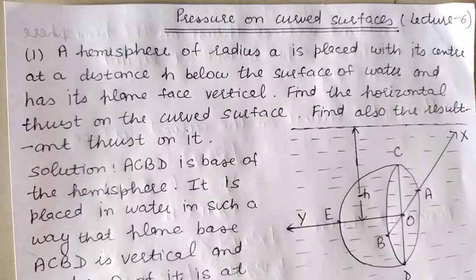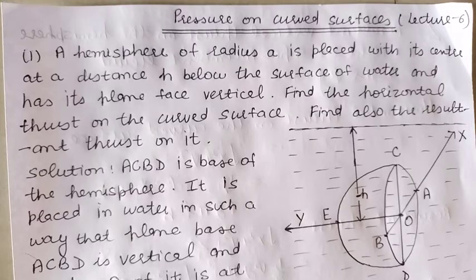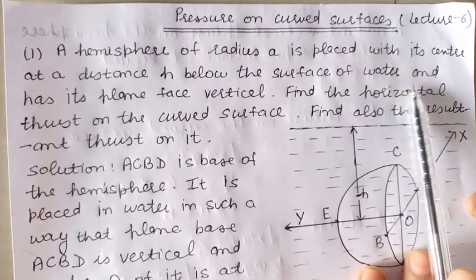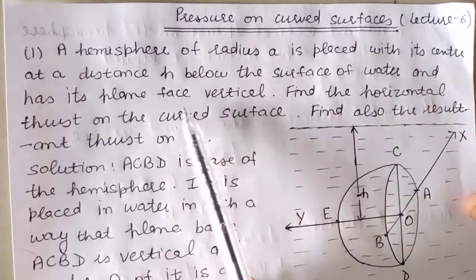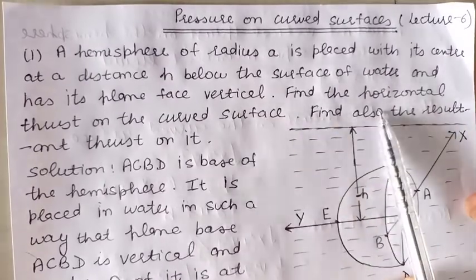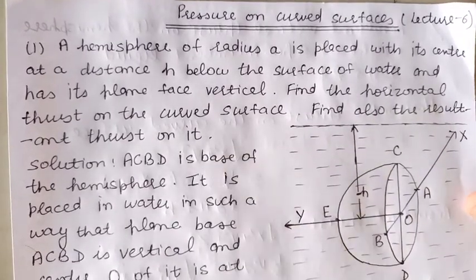Morning students, in today's lecture we will discuss problems related to pressure on curved surfaces. First problem: a hemisphere of radius r is placed with its center at a distance h below the surface of water and has its plane face vertical. We are to find the horizontal thrust on the curved surface and also the resultant thrust on it.